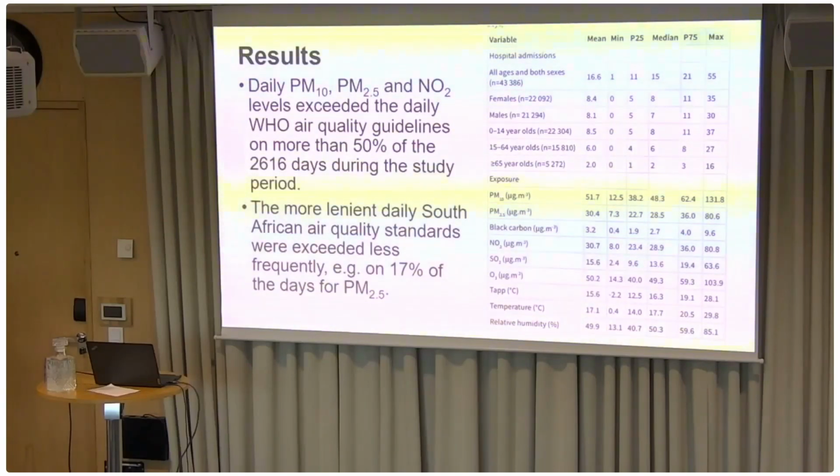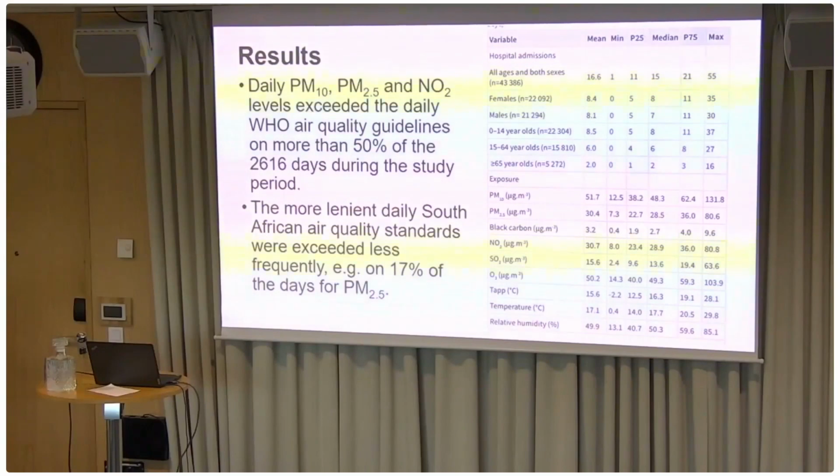And you can now actually see why the area was declared the air pollution priority area, because more than 50% of the nearly 2,600 days were above the WHO daily guideline values. So it's a highly, highly polluted area. For instance, over here, the PM10 level, the highest was 132 micrograms per cubic meter. So that's nearly 4 or 5 times the WHO guideline value on 50% of the days.